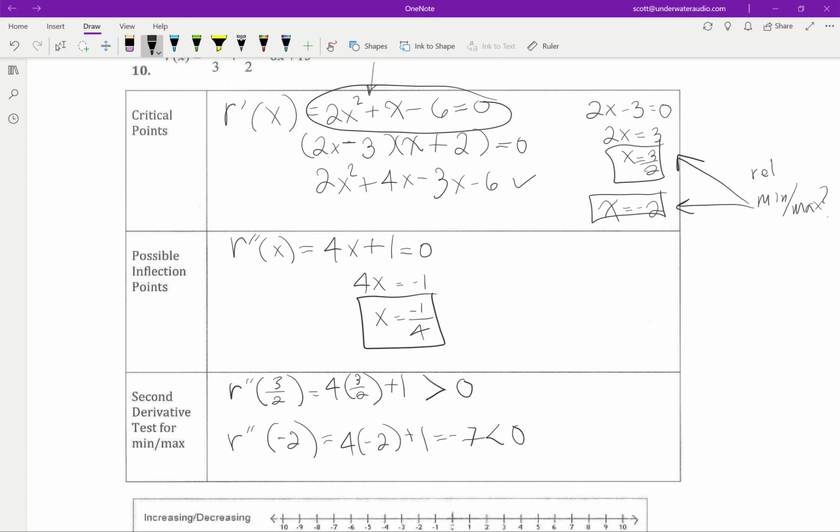So this is the part where we have to think about what this means. When we plugged in 3/2, we get something that's positive, which means it's concave up there. So that tells me that that's a relative minimum. So let's get rid of that and put relative minimum.